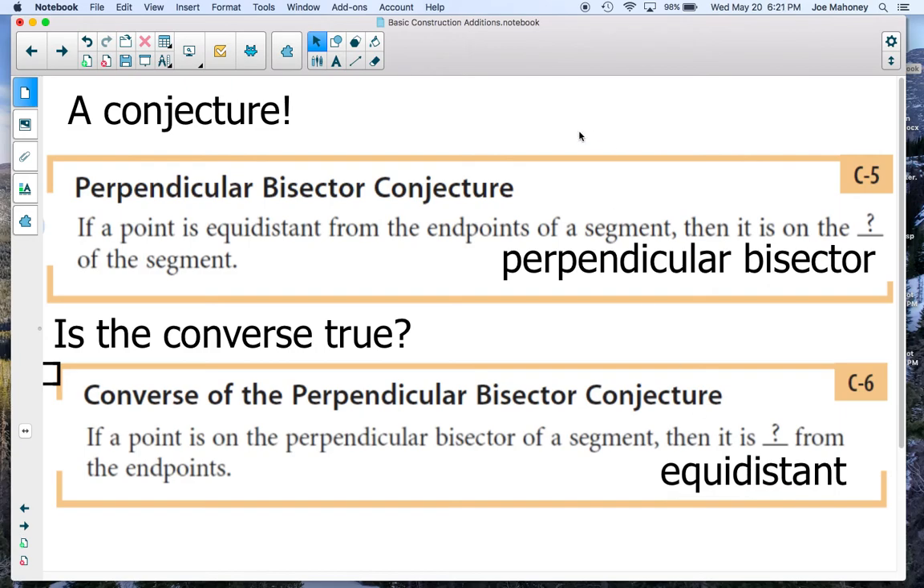So this is a really nice relationship. And it's like an if and only if. What I mean by that is, as long as one part is true, the other part's true. If you know that a point is the same distance from the endpoints, it's on the perpendicular bisector. That's the top one. And if you know that a point's on the perpendicular bisector, it's equidistant from the endpoints.